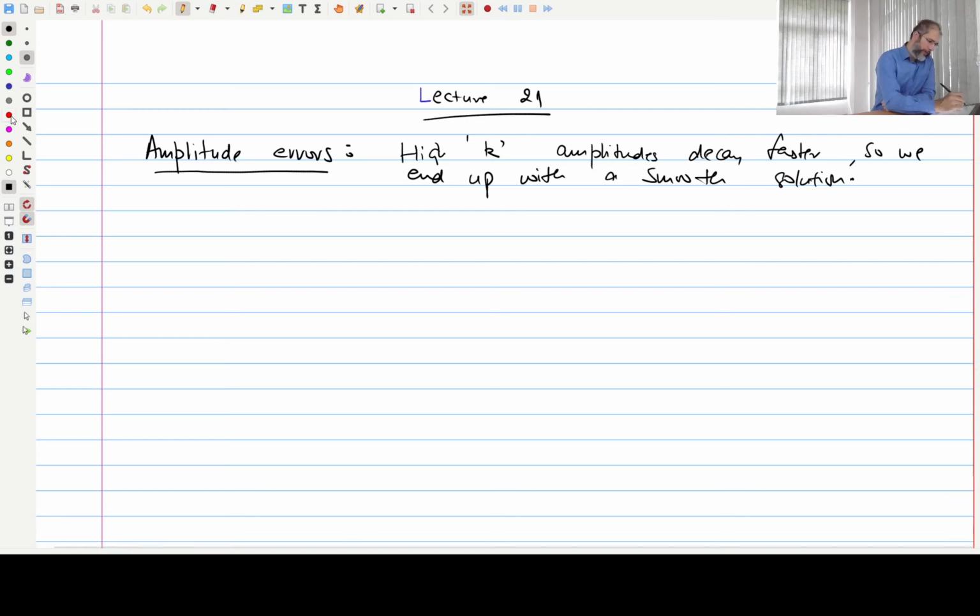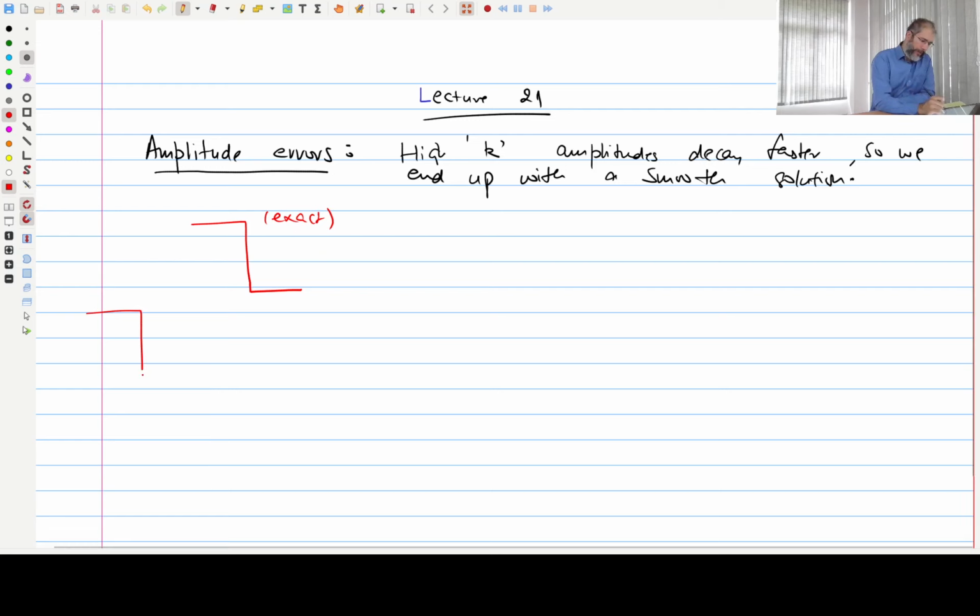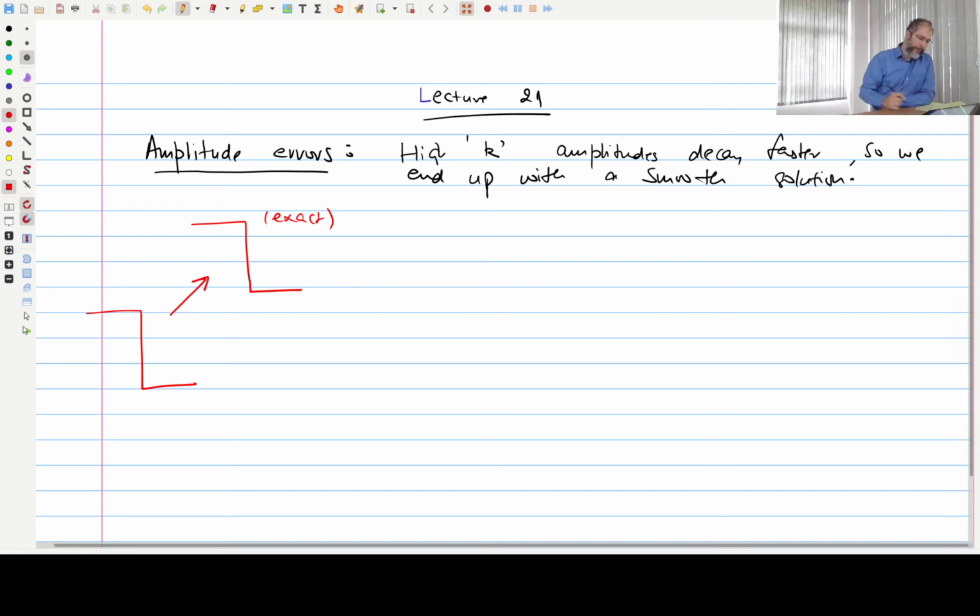So let's say we had a solution. The exact solution looked like this. It was a discontinuous function. And in the 1D wave equation, what you see is that the solution gets transported with a certain speed. So you have some initial condition, and the exact solution will look exactly the same, except that it will move somewhere else.